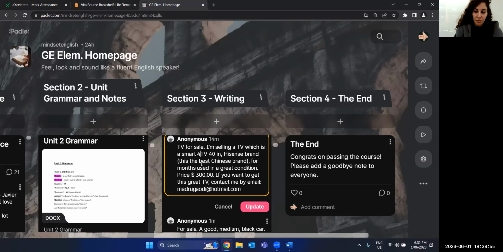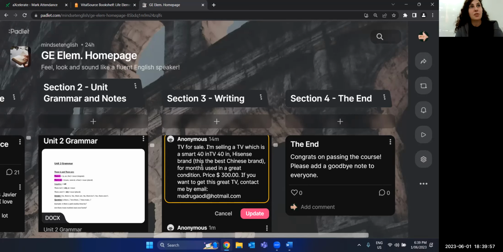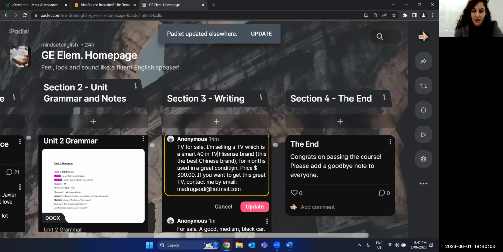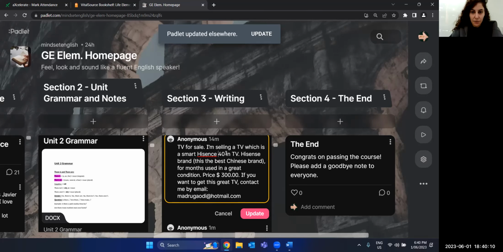40-inch. So remember, give as much description before the noun. The noun is the TV. So that has to be at the end. TV. So it's a smart Hisense, the brand, 40-inch TV.